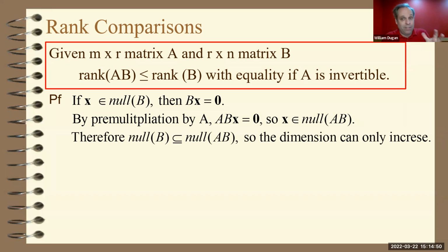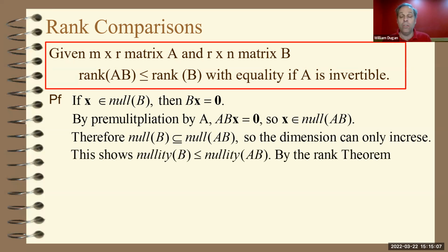And obviously, the dimensions then can only increase. So the dimension of the null space of B has to be no more than the dimension of the null space of A times B, because one is contained in the other. Seems reasonable. Well, that means then that the nullity of B is at most the nullity of A times B. All right, we have that inequality.